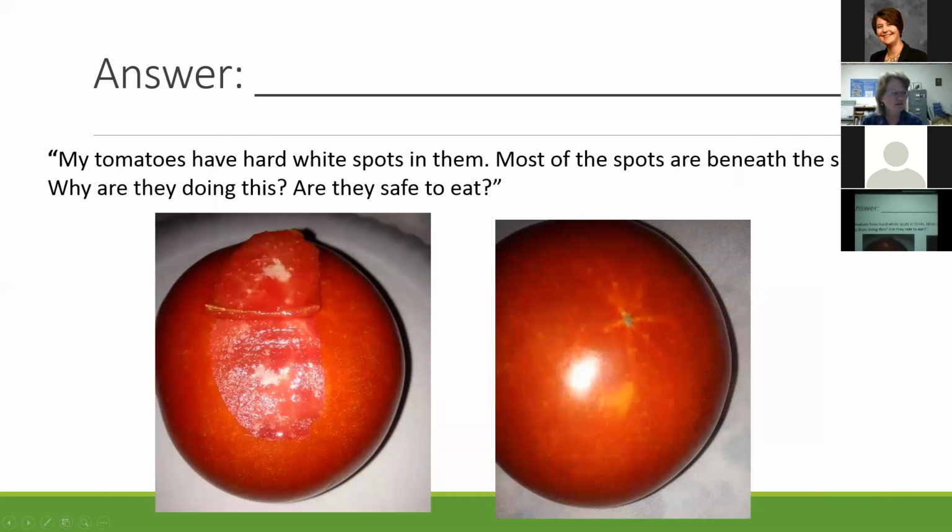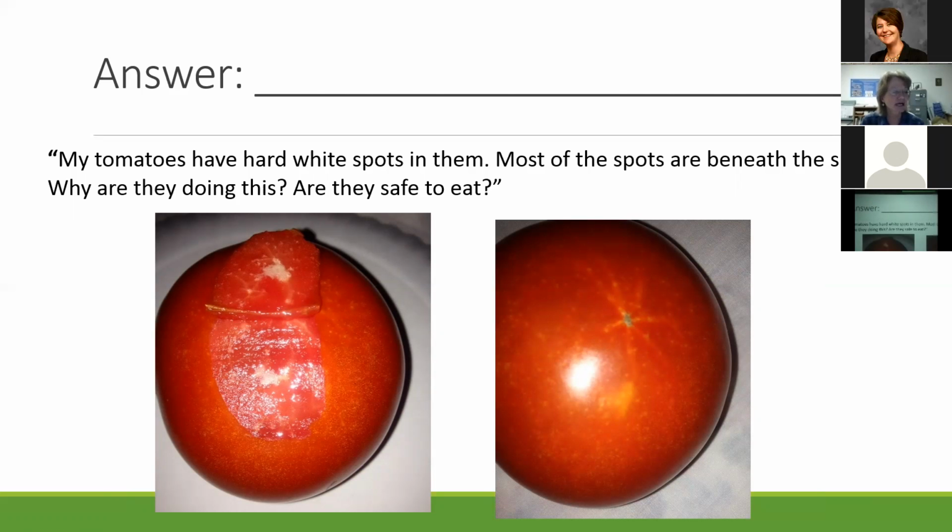My tomatoes have hard white spots in them. Most of the spots are beneath the skin. Why are they doing this? Are they safe to eat? And the answer here, there can be more than one answer here, but the answer in this particular case was stink bugs.